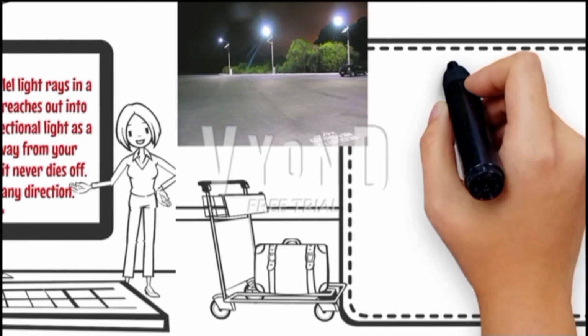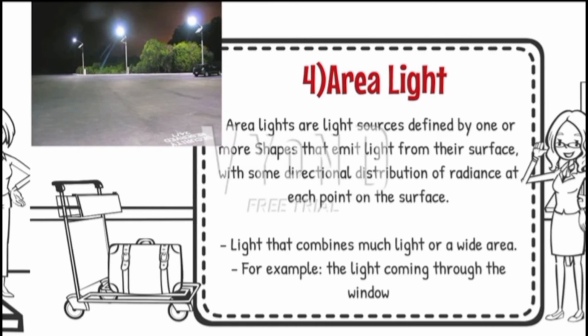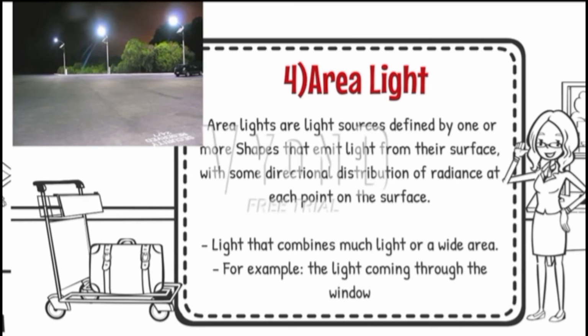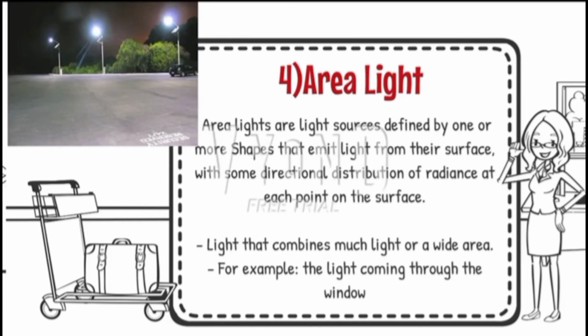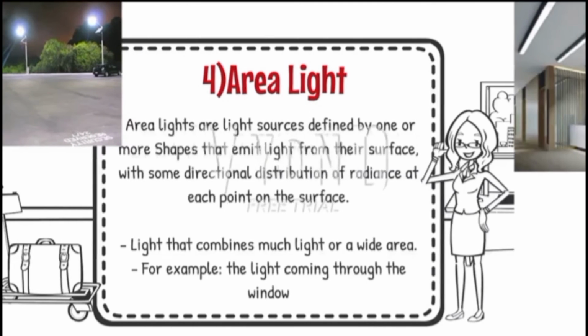Okay, fourth, area light. Area lights are light sources defined by one or more shapes that emit light from their surface with some directional distribution of radiance at each point on the surface. Light that combines much light over a wide area. For example, the light coming through the window.